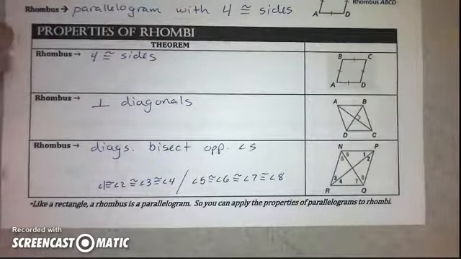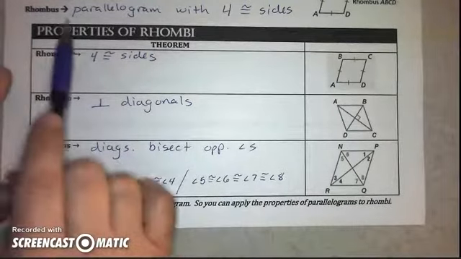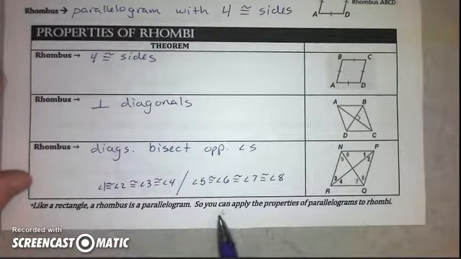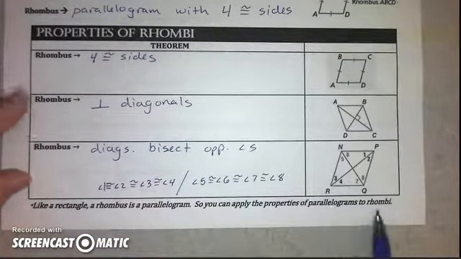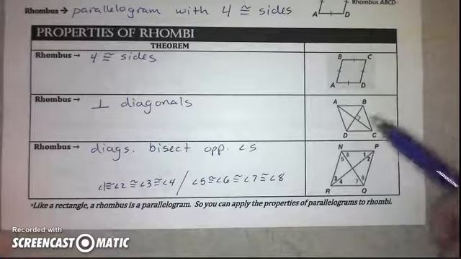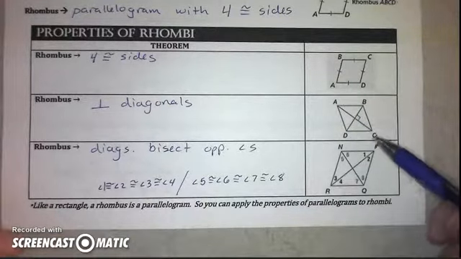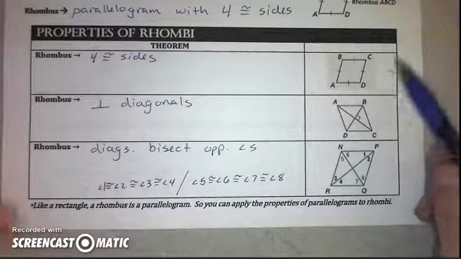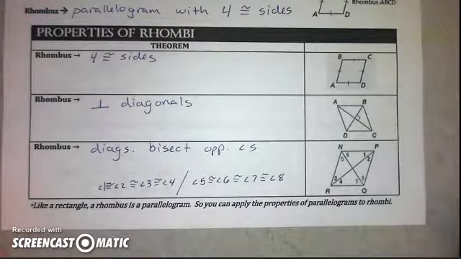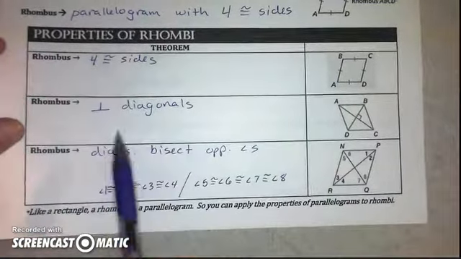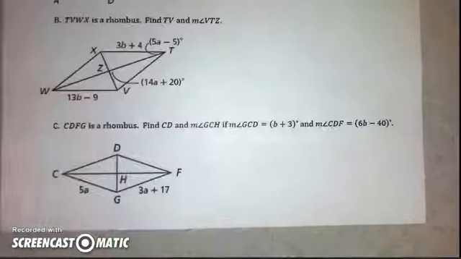Now, I also want you to remember that since a rhombus is a parallelogram, like a rectangle, all the properties of parallelograms also apply to rhombi. So diagonals not only are perpendicular, but they bisect each other. Opposite angles are still congruent. Opposite sides are congruent and parallel. So we still have all those characteristics or properties of parallelograms that also apply to rhombi.